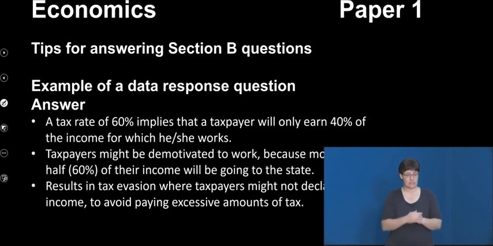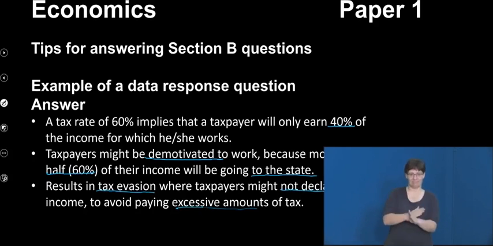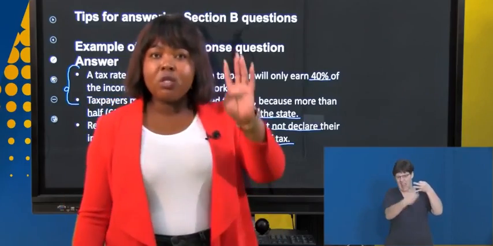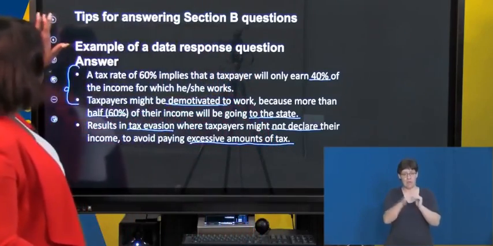The answer there is a tax rate of 60% implies that the taxpayer will only earn 40% of their income of which they work for. Taxpayers might be demotivated to work because more than half, which is 60% of their income, will be going to the state, right? Resulting in tax evasion, where taxpayers might not declare their income to avoid paying excessive amounts of tax. Like I said, these should be answered in full. Right? Maximum of 2 points there. I gave you guys a third point just in case, but you need to make sure that when a question has got 4 marks, you need a maximum of 2 points there.